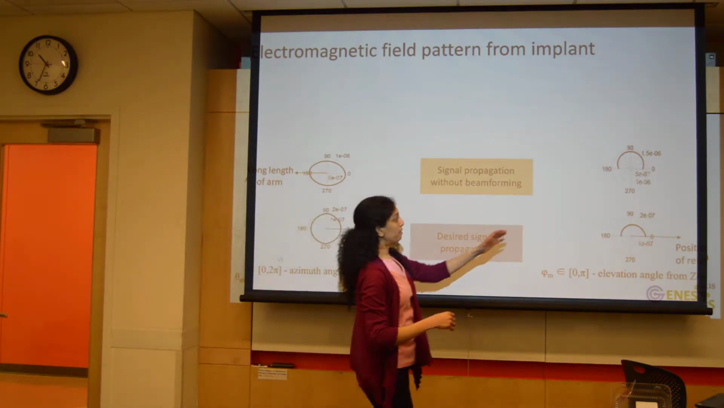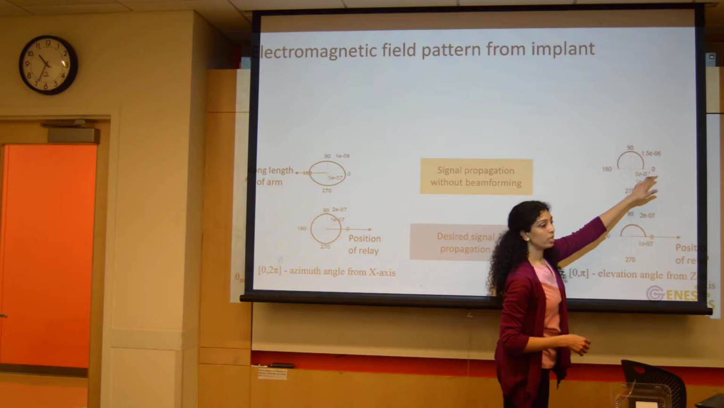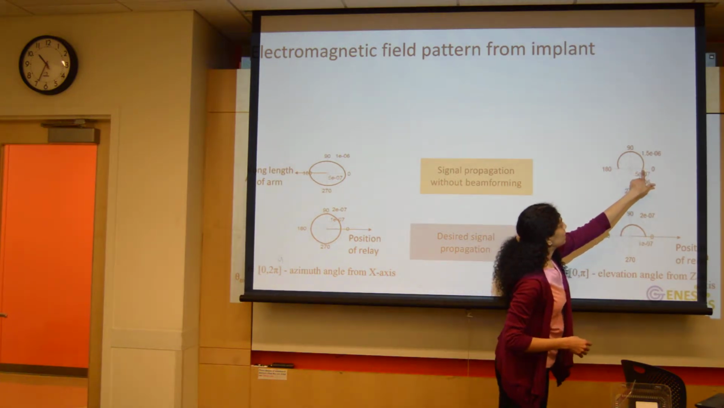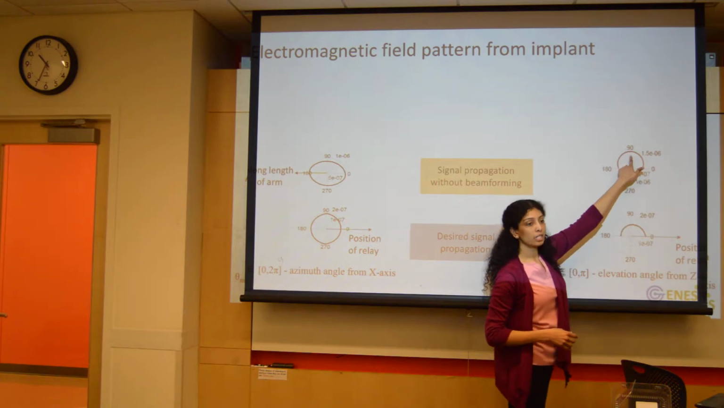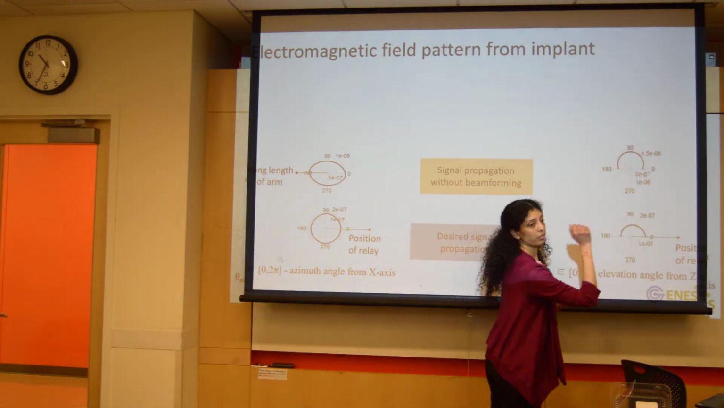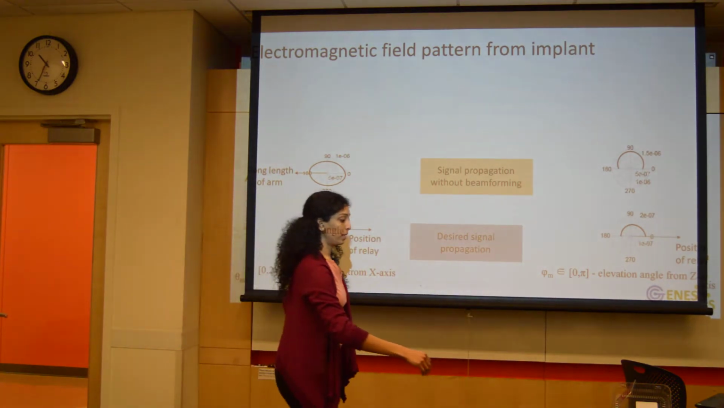And this is the elevation plane. This is the position of the relay. The relay is at 0 degrees. Now there is minimum signal here, and at 90 degrees there is no signal. At the end of beamforming, you should have more signal at 0 degrees. This is the objective we set for beamforming.